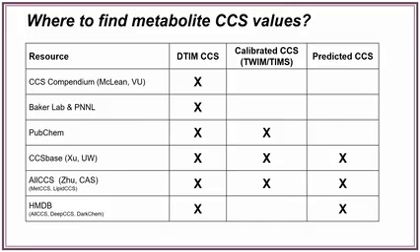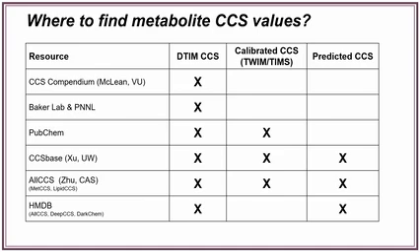There are a lot of places now that you can find CCS values. This table I made summarizes the big ones that I'm aware of that have the most values for small molecules, so metabolites and lipids. The big one is the CCS compendium from the McLean lab at Vanderbilt University. This is exclusively drift tube ion mobility CCS values. Erin Baker and also PNNL have their own databases as well that you can go in and look at. Those will also be drift tube CCS values.